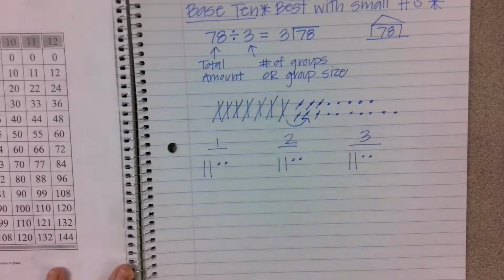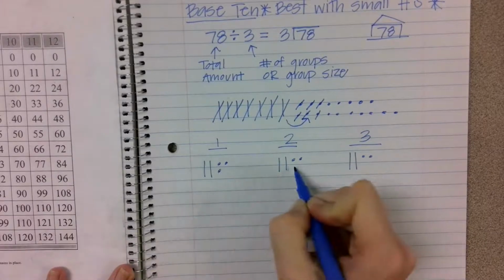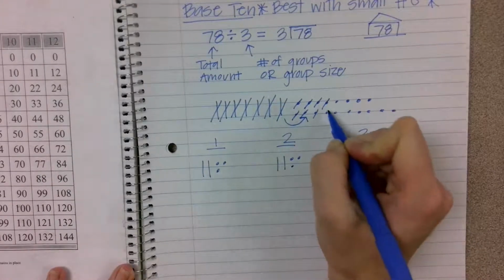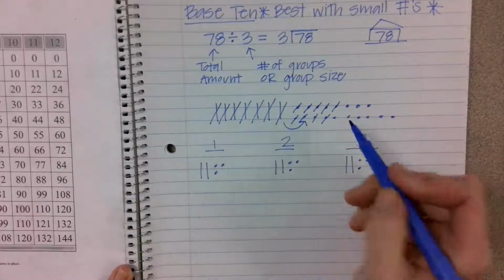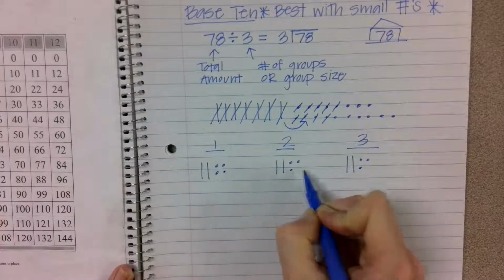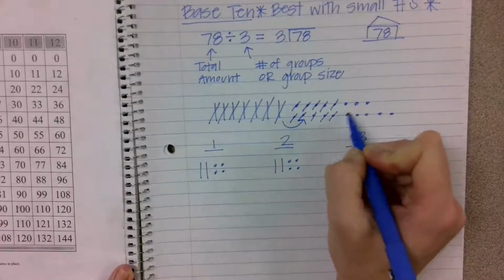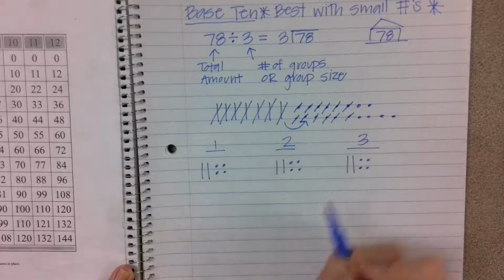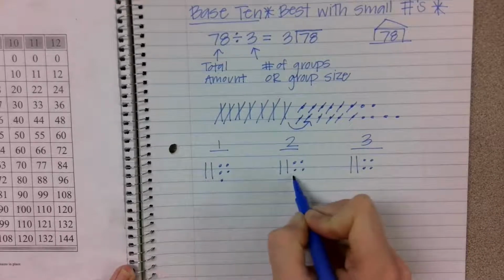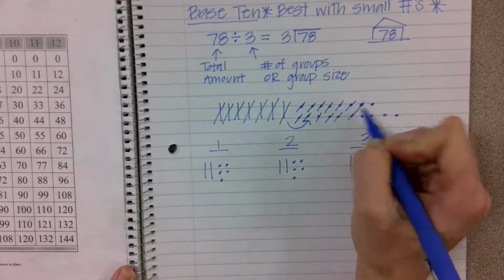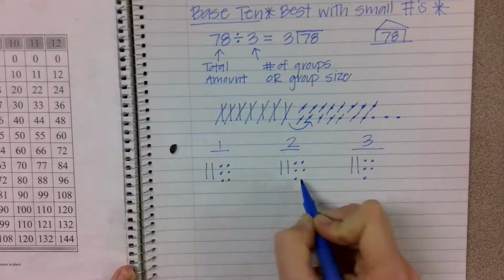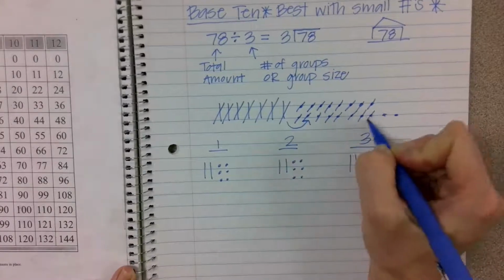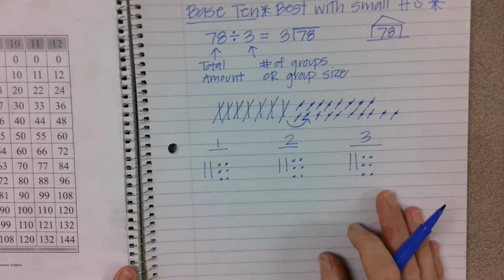I'm going to keep going until I have no ones left. So I have enough to pass out. Okay, I have enough to pass out. I have 3 left, so that's enough to pass out. And I have none left.